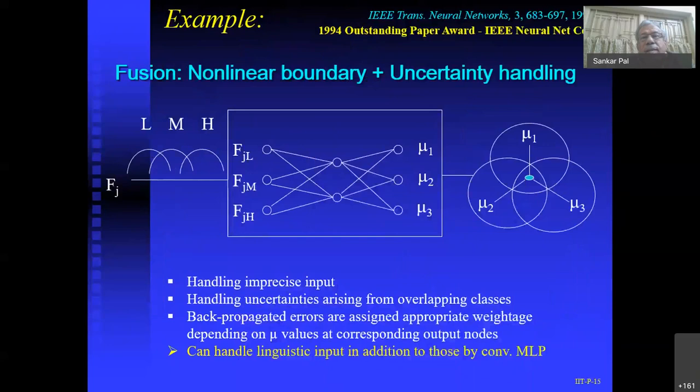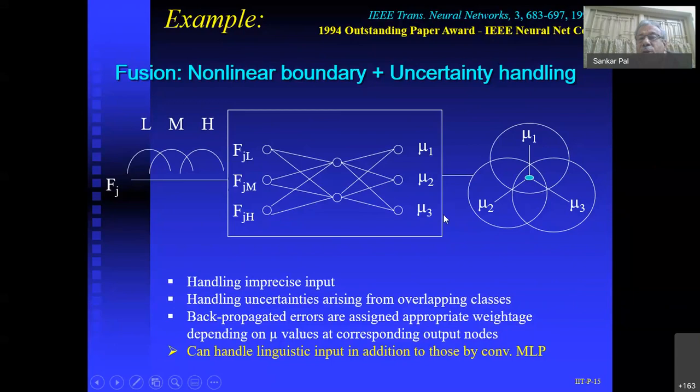So this is the first example we made from our institute, which received an outstanding paper award by IEEE. Simple concept. This is a neural multilayer perceptron you buy from the market, and it has the capability only to accept input in 0-1 numerical form. But in the natural sense, we need linguistic input and output also: low, medium, high. When you go to a doctor, you tell your symptoms in linguistic terms. Doctor, my temperature is high, pressure is low, etc. So input, output, it could be overlapping.